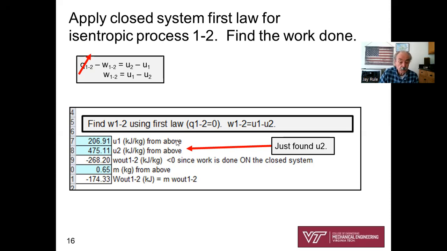I just found those two numbers. Look, wow. So little W out that I'm showing up here is negative 268.2 kilojoules per kilogram. My mass, 0.65 kilograms. So the work out in kilojoules is negative 174.3. We're getting somewhere. We found the work out, negative number, compression work, okay? Negative 174.3 kilojoules, 1 to 2.